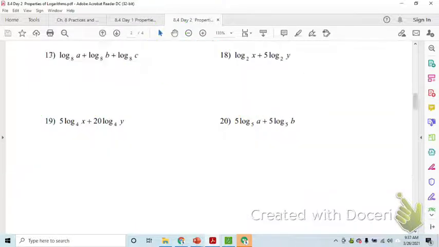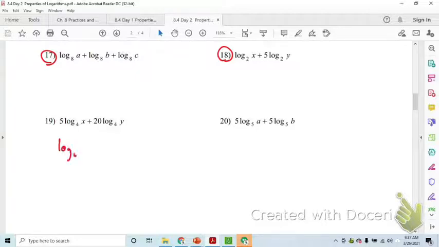Scroll down a second. The last few here, I'm going to leave you with number 17. You can handle that one on your own. You don't need me for that. I think you can handle number 18 as well. I will show you numbers 19 and 20 though.